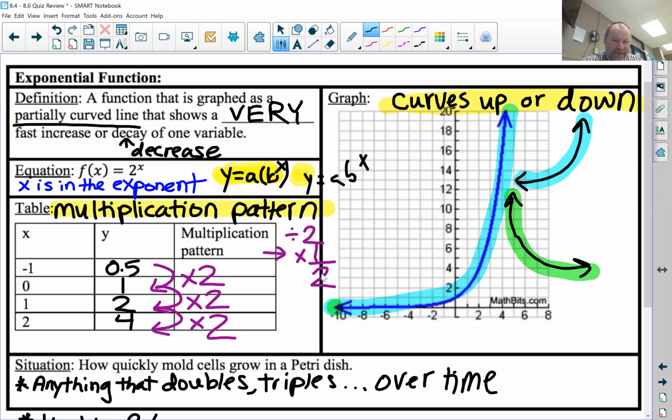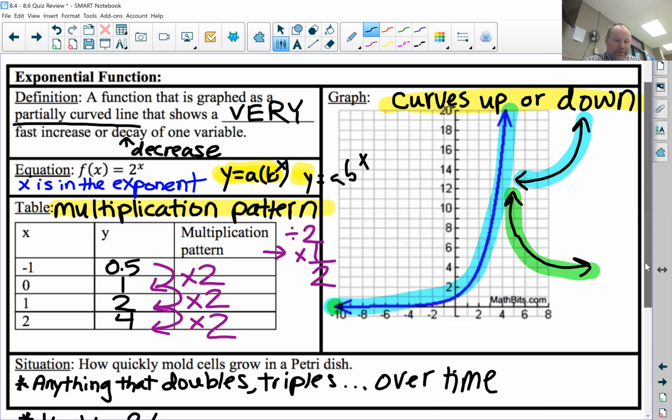If it was decay, like the one highlighted in green, it might look like you're dividing by the same thing, like maybe by 2. But remember, dividing by 2 is the same as multiplying by 1/2. And that's usually the way it is described.